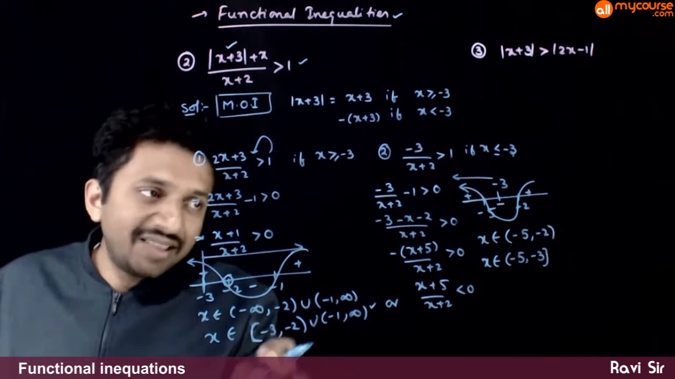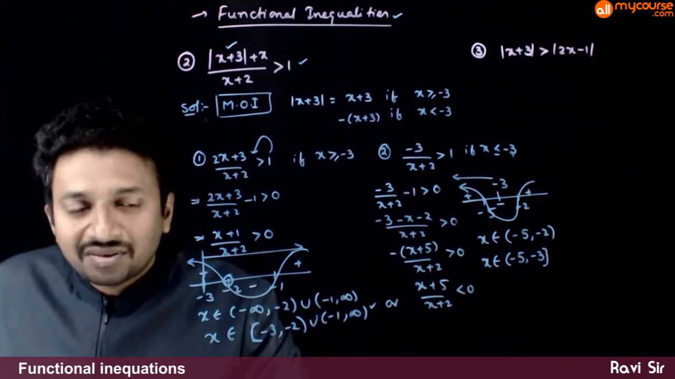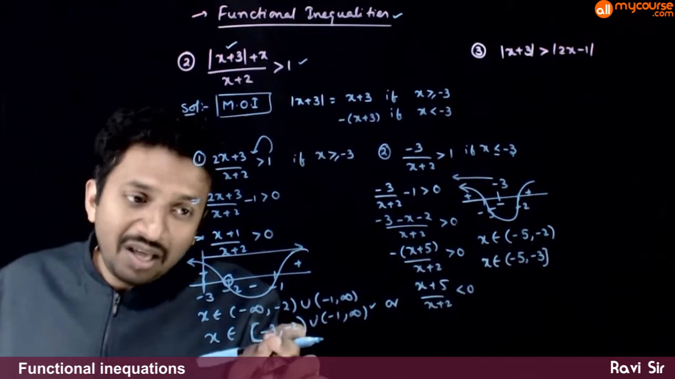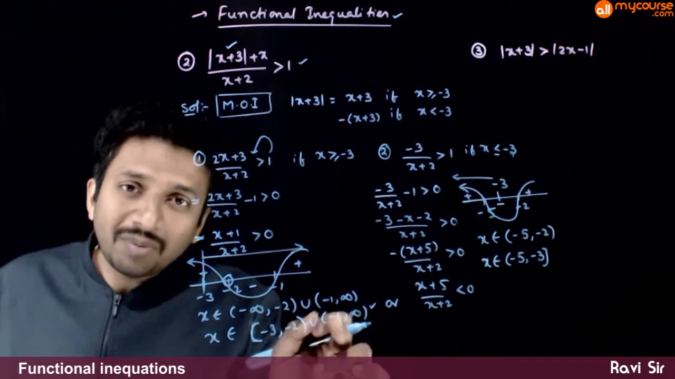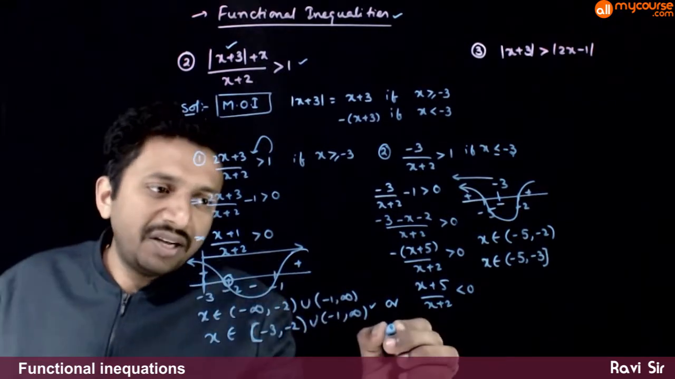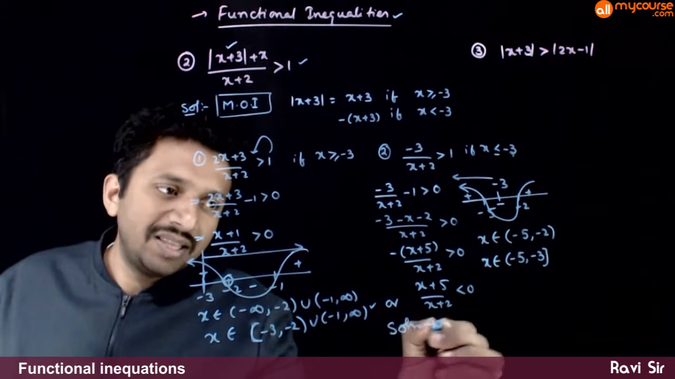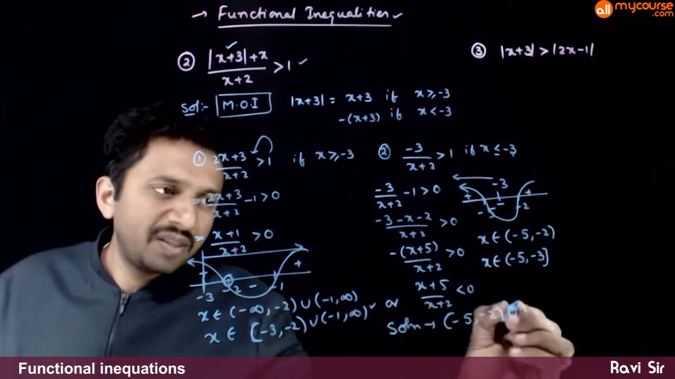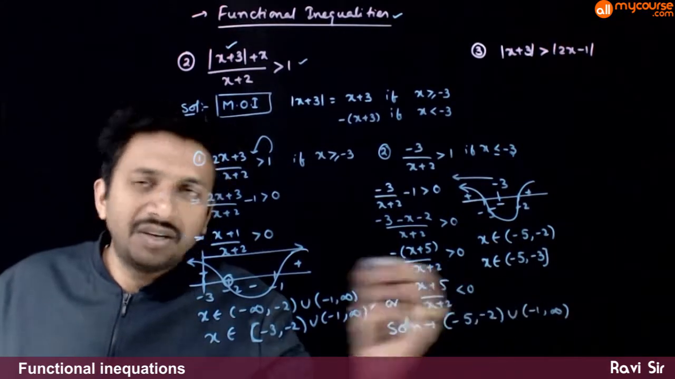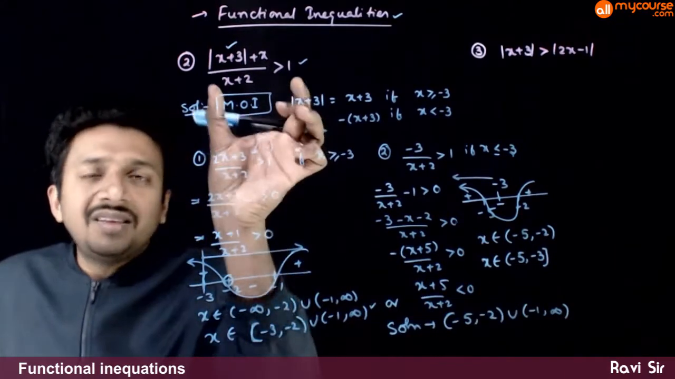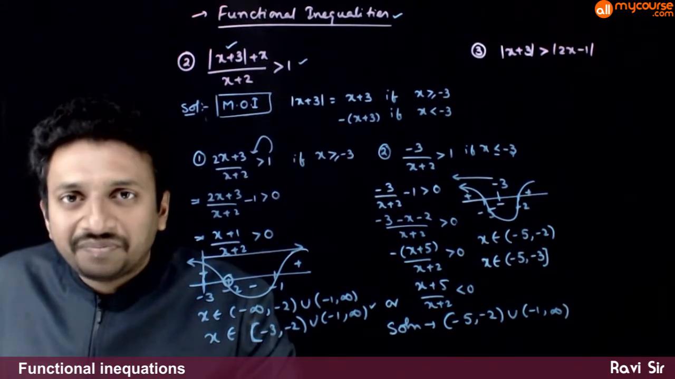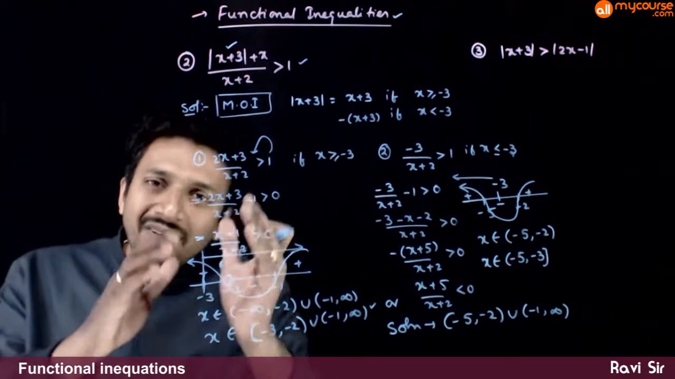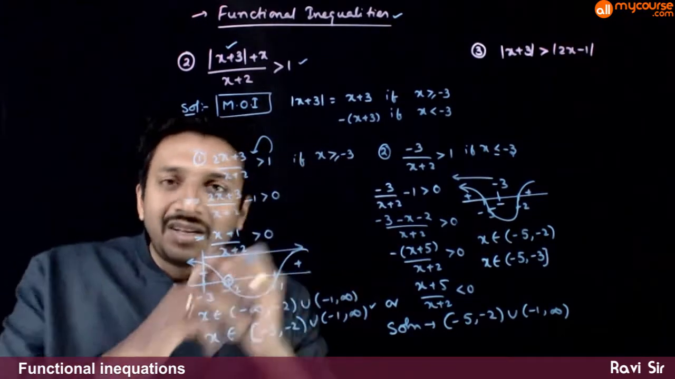So the solution is either this or this. So what is the union of these two intervals? Minus 5 to minus 3 union minus 3 to minus 2 union minus 1 to infinity. So the effective solution is nothing but minus 5 to minus 2 union minus 1 to infinity. So this is the solution to this inequation. So I hope you have understood the process. So I have systematically applied the things that we have learned.